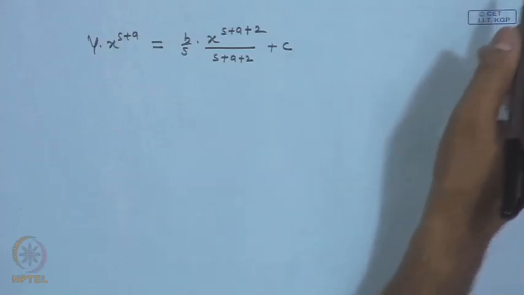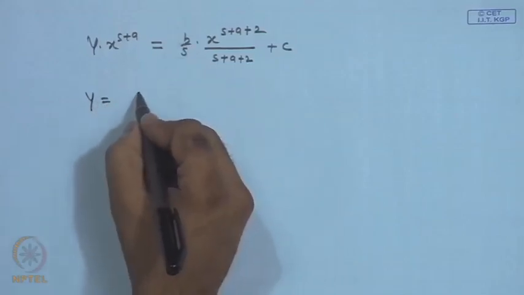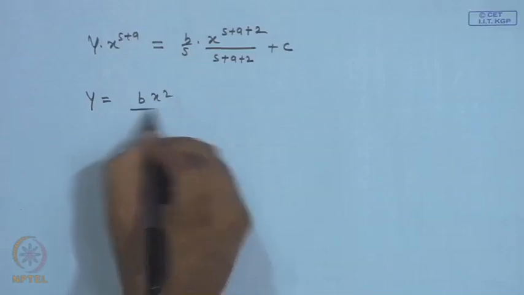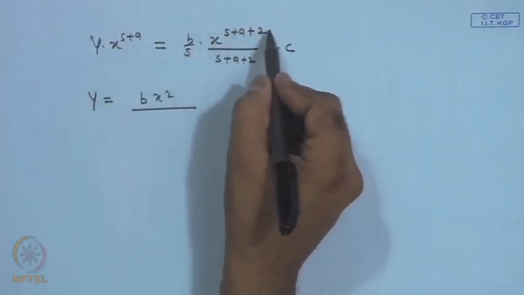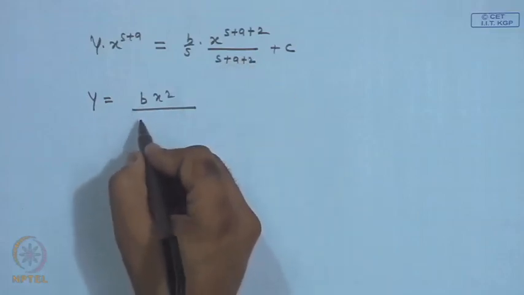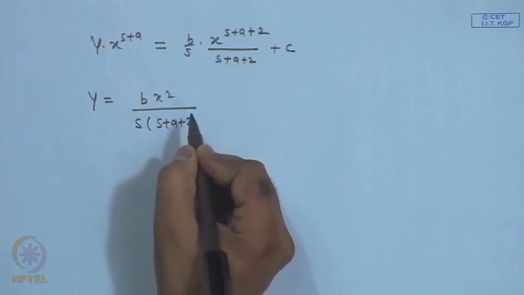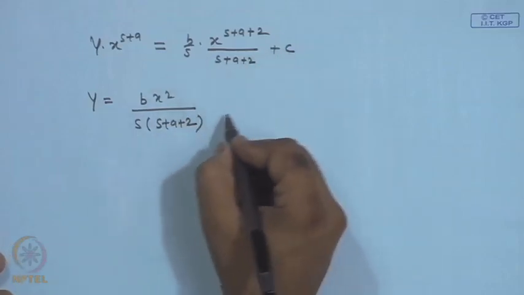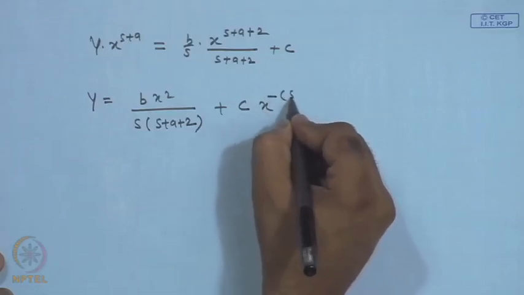Now, what we do here, we can take b over b x square over s plus a, here we have s plus a. So, the square term will be left. So, b over s and s plus a plus 2, and then we have the c term and x to the power minus s plus a.